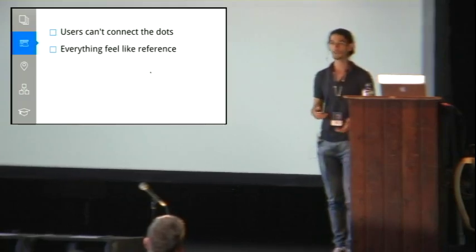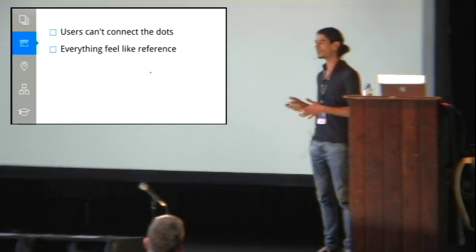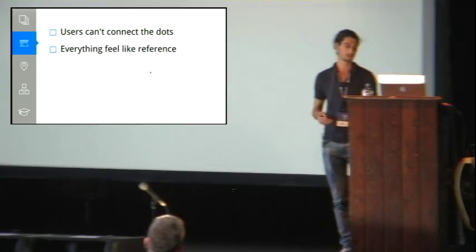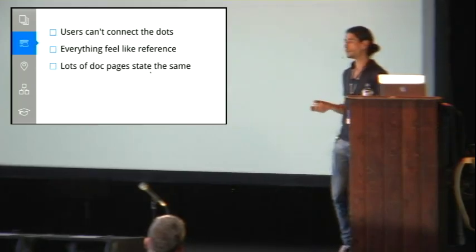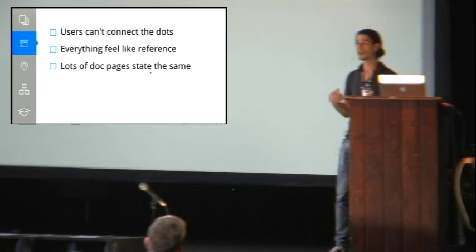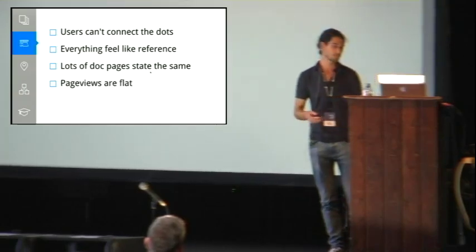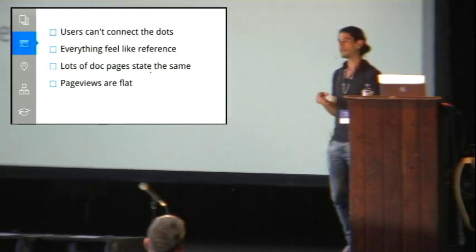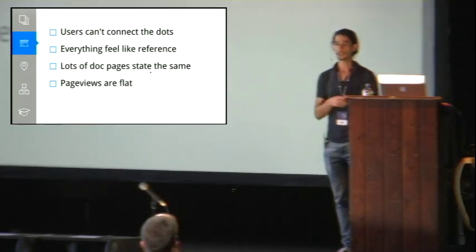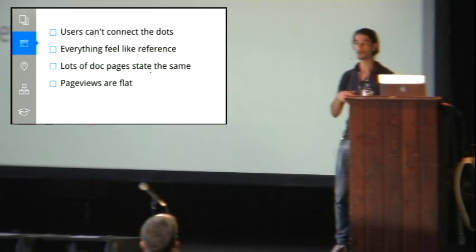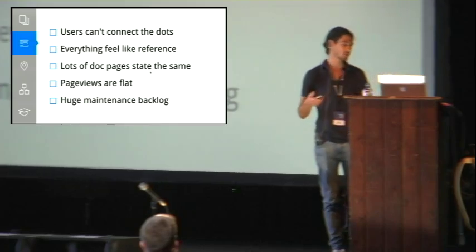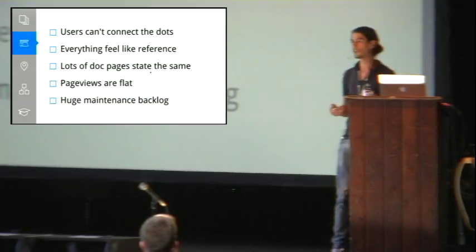The second is that everything feels like reference to you. You can't really separate in your own mind what should be part of a user guide and what is reference. And even though you got some pages that feel they are kind of different, they end up having the same information. And even though your customer base might be growing, you also got some doc pages that have a constant number of page views throughout the time. And finally, you also got a huge maintenance backlog that you can't keep up with.